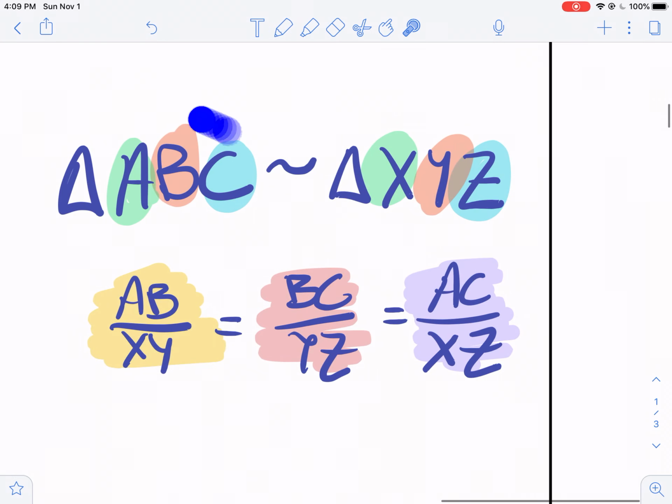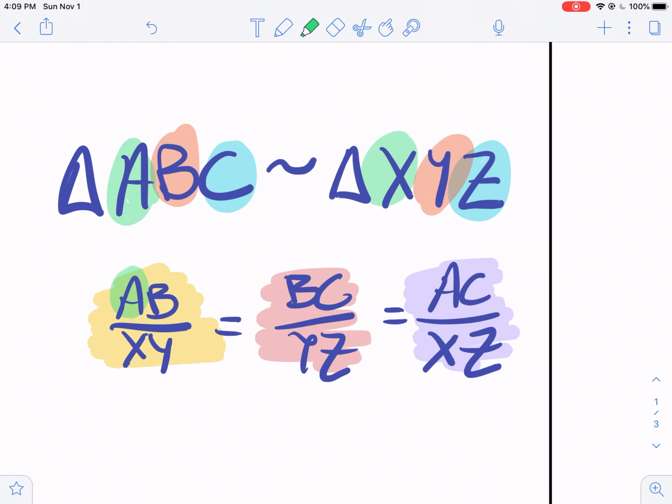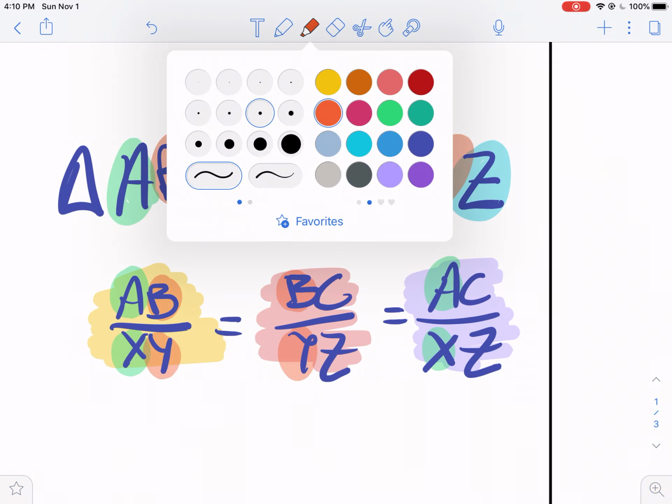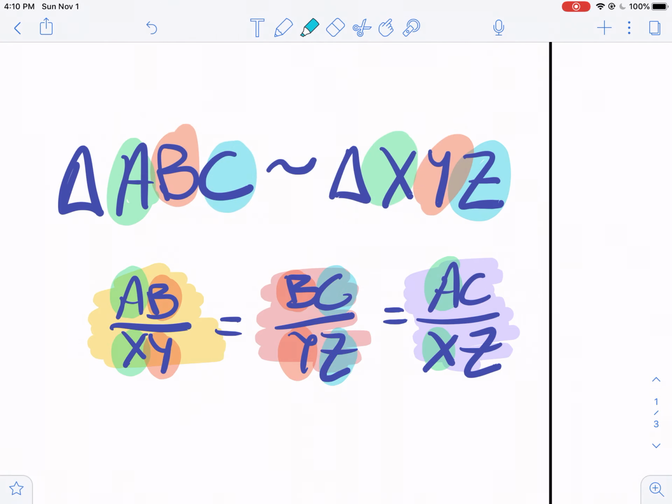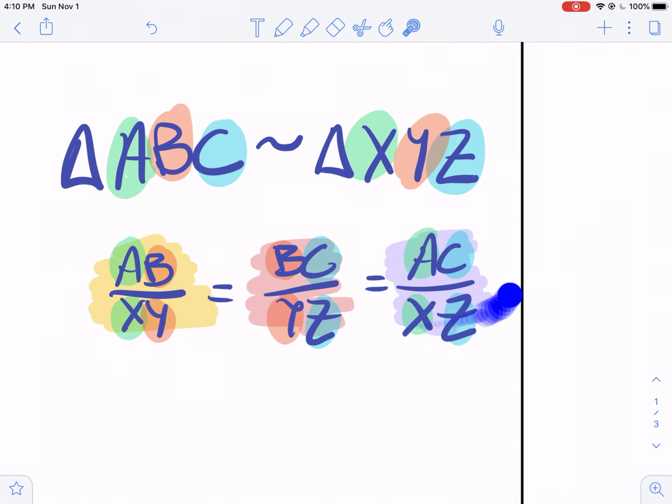So it's very important that the corresponding parts line up, and notice that wherever we have an A, we have an X that goes with it, and wherever we have a B, we have a Y that goes with it, and wherever we have a C, we have a Z that goes with it. They always line up. But this is our key idea right here. We're going to set up proportions to find missing lengths.